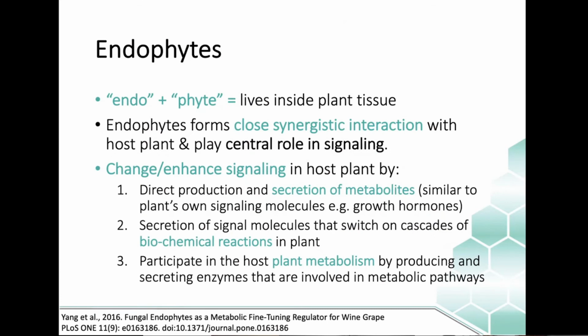So endophytes, as the name says, are microbes living inside plant tissue. They form this very close synergistic interaction with the plant, and they play a central role in communication or signaling. So they produce these signaling molecules similar to the plant's own signaling molecules, for example, growth hormones. They can induce genes, they upregulate biochemical pathways, for example, photosynthesis, and they actually participate in the plant's metabolism. So they are actively involved in the plant's own metabolism. They downregulate and upregulate certain metabolic pathways. So it's not just the microbe sitting there and reading signals, it's actually participating in the plant's own metabolism, switching on genes, upregulating or downregulating metabolic pathways.